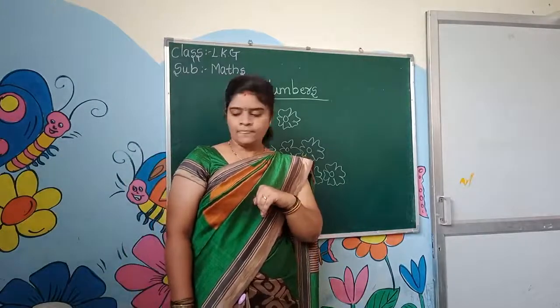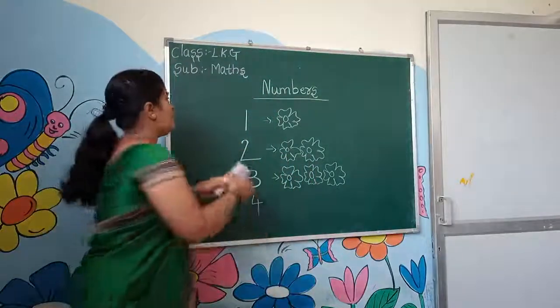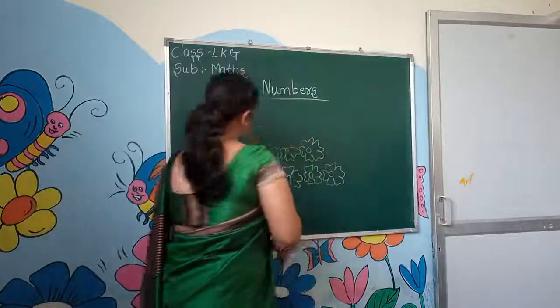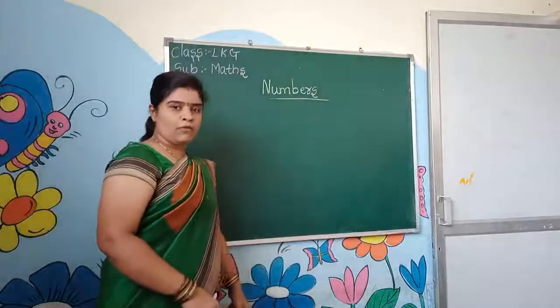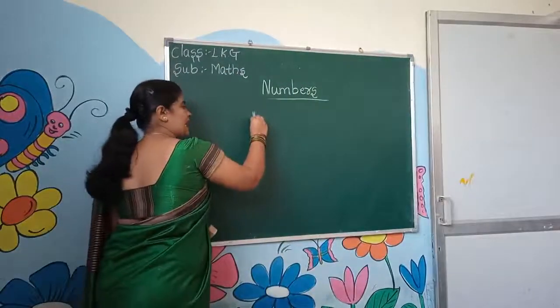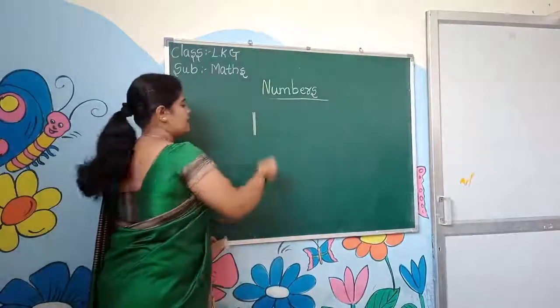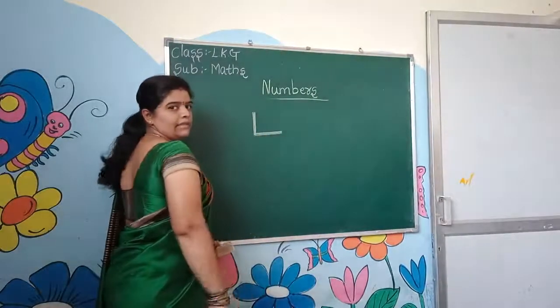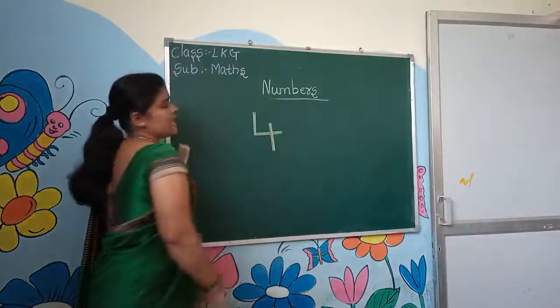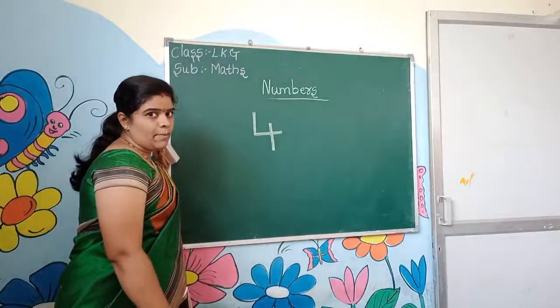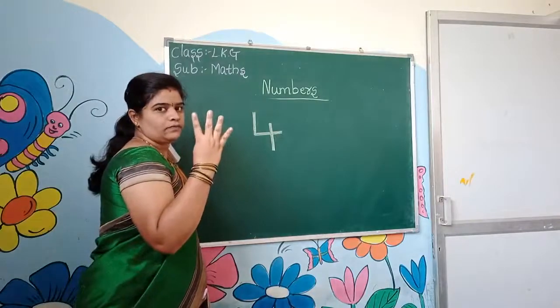Yes, children. How do we write a number 4? Yes, we write a number 4. Just one standing line. Sleeping line. Once again, one standing line. This is our number 4.